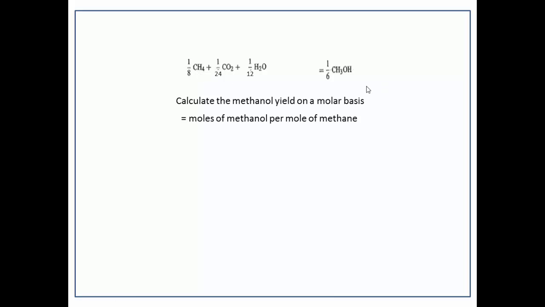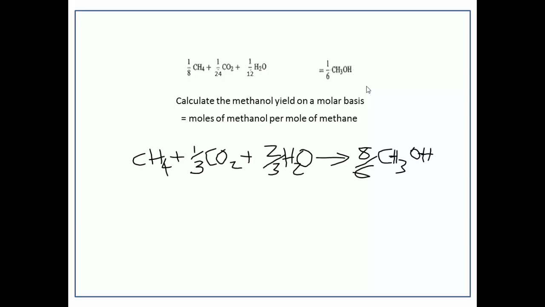The question says calculate methanol yield on molar basis, which means how many moles of methanol can we get per mole of methane. So the yield will be how much of that product can you get based on the substrate. So since they're talking about 1 mole on a molar basis, I just multiply through by 8. So 1/8 of methane times 8, 1/24 times 8, 1/12 times 8, 1/6 times 8. And so you have this equation.